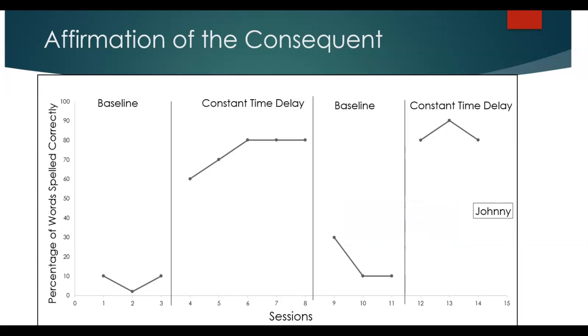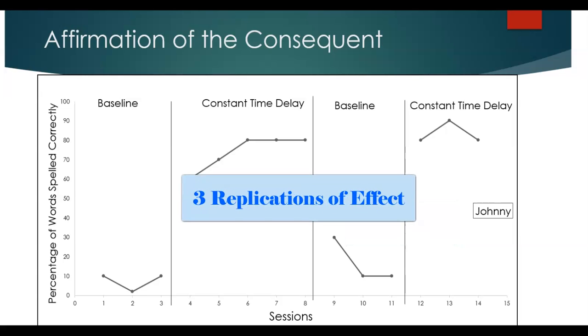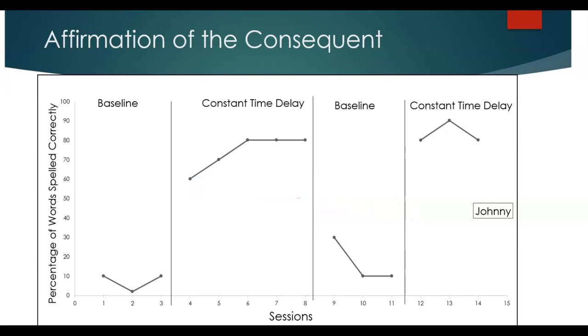Some may say, in simple terms, we need these 3 replications of effect to show experimental control and a functional relation between our intervention, our independent variable, which is our constant time delay teaching procedure, and the dependent variable, which is percentage of words spelled correctly. So it is important that we not express that there is some kind of causal agent in an A-B design when it comes to research and showing that an intervention most likely is the reason for behavior change. We need our 3 replications of effect.